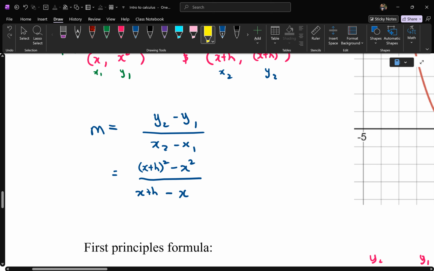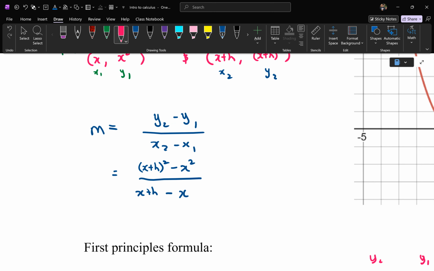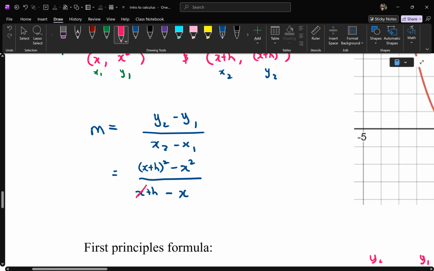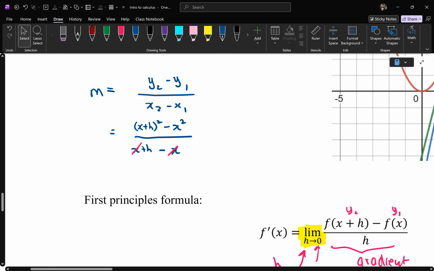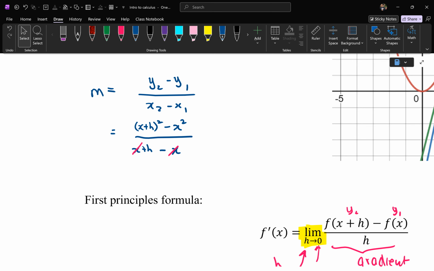In the denominator, what can you cancel out? The x's. X take away x cancels out. That's why in the formula, if you look at the first principles, notice it's only h, because the x's will always cancel out. The original number is always going to cancel out. So x2 minus x1.